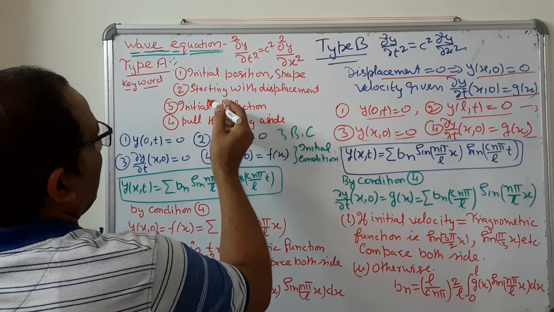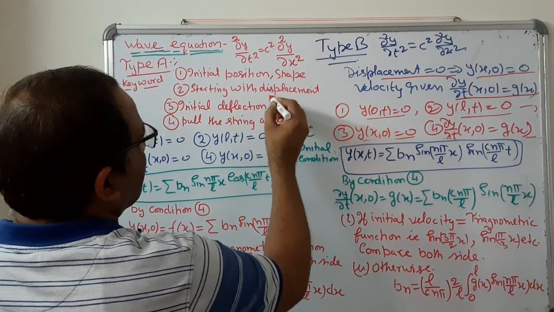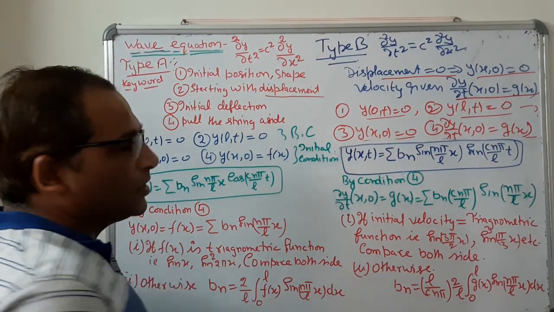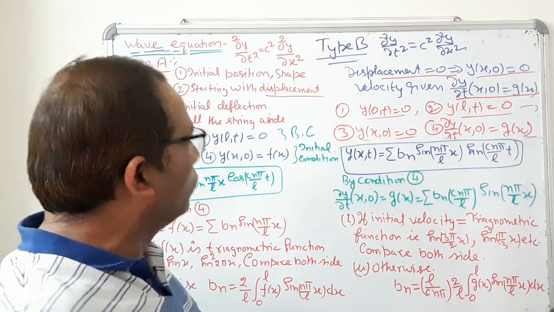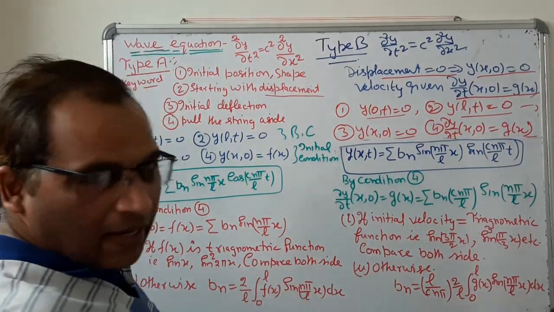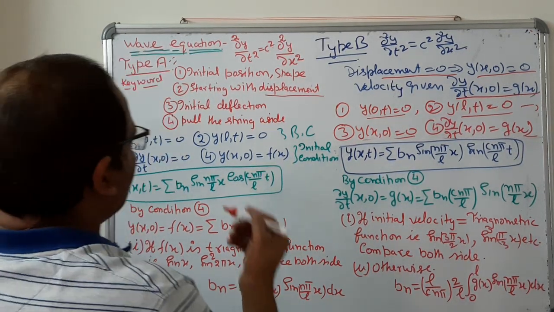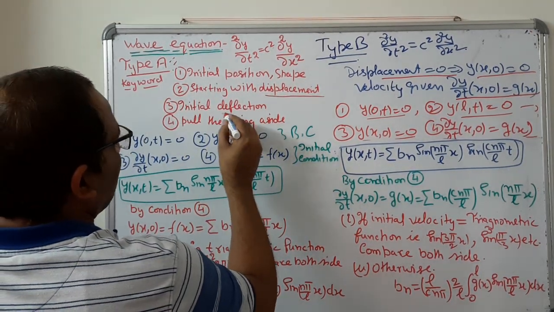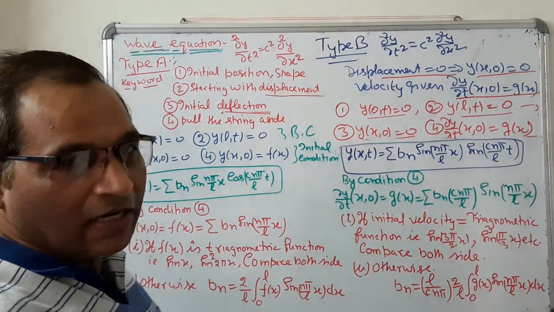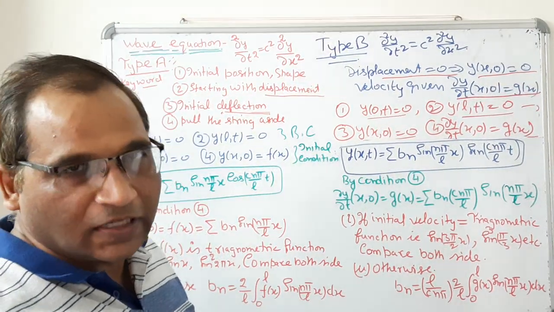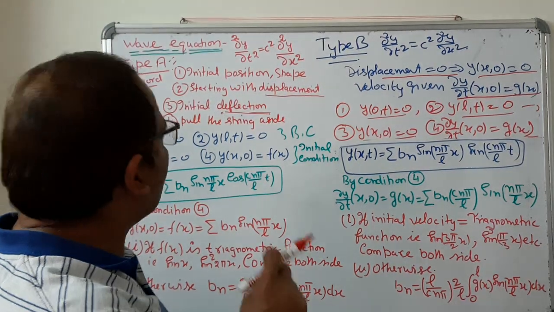The second keyword is starting displacement. If the starting displacement is given as a non-zero value, that means type A wave equation. The third keyword is initial deflection. If this word is in the given question, and initial deflection is given by some function, that means type A question.